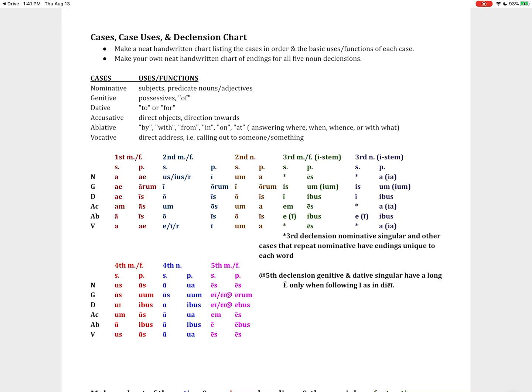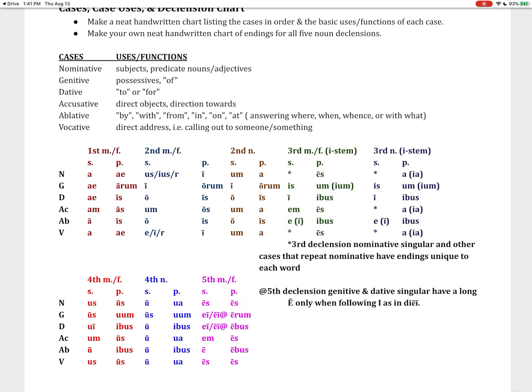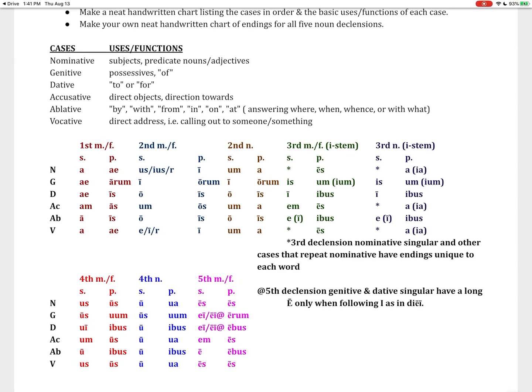Accusative, in the song we sing goals and objects. Accusative is for goals and objects. All right, so goals means where are you going to? That's the direction towards. Accusative is also for direct objects. So when we say objects in the song, that's what we mean, direct objects. So I love you, you is the direct object. I see Bob, Bob is the direct object.